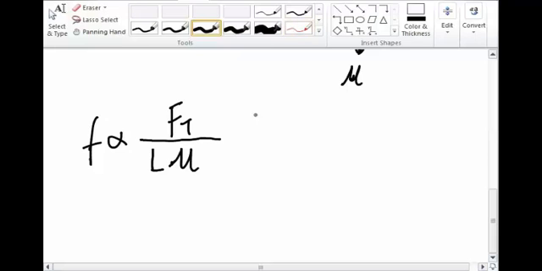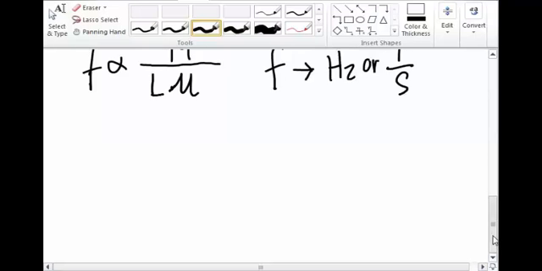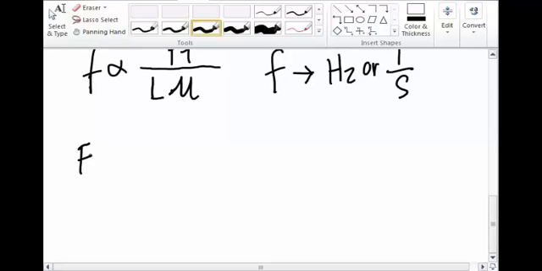So we're on our way to making an equation, but I want to look at the units here for a minute to see if we can end here, which we can't, but we're going to prove why, okay? So what are the units for frequency? Hertz or inverse seconds. Good. So if I take what I have up here, I have the force of tension over the length times the mass per unit length.